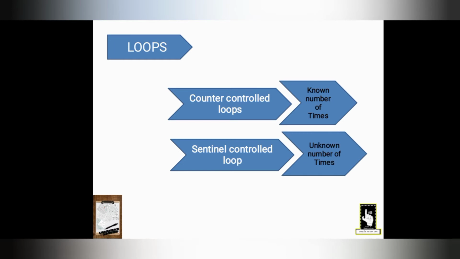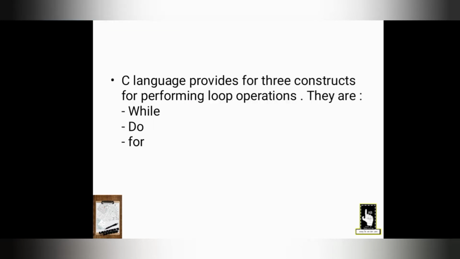C language provides 3 constructs for performing loop operations. They are while, do, and for. Firstly, we will see the while loop. The simplest of all the loops is the while loop.